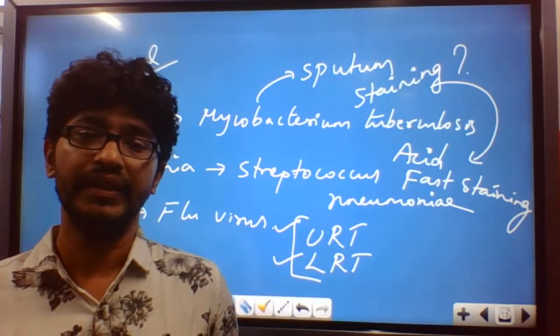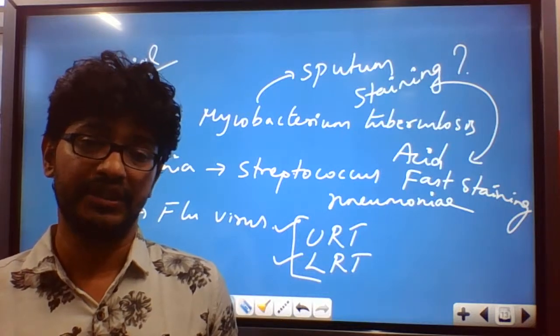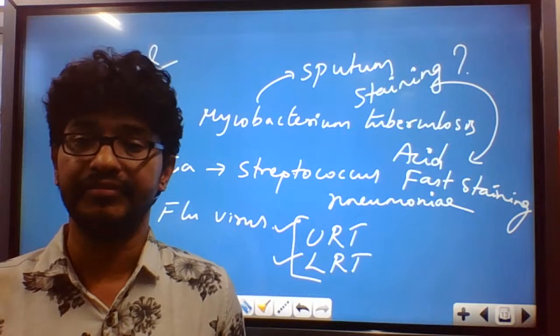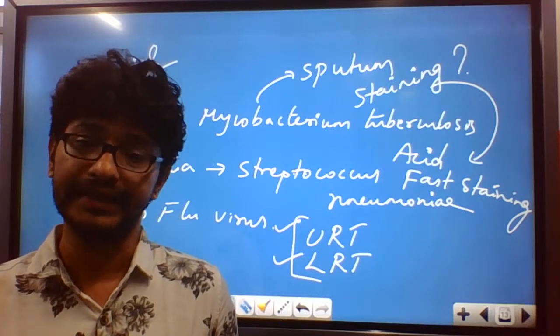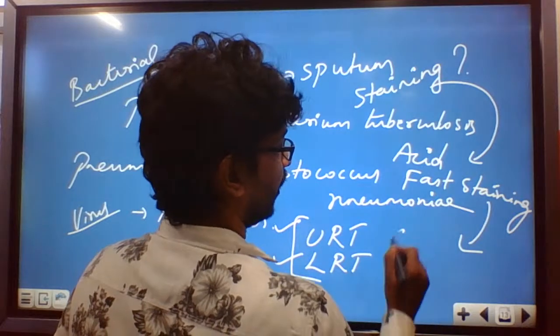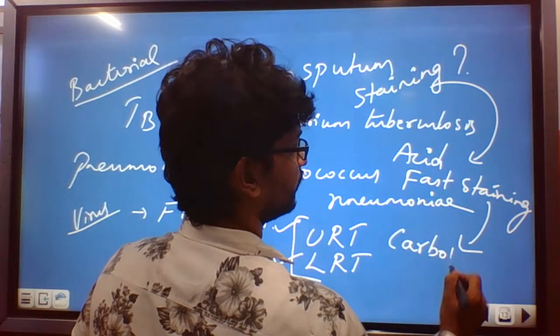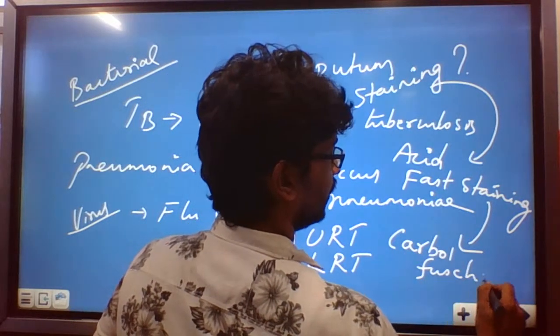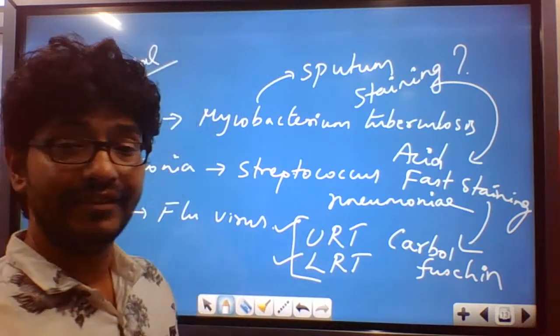It requires a separate special staining technique called acid fast staining, because we are using a strong acid here, and also the dye used in acid fast staining is carbol fuchsin. The name of the dye we are using here is carbol fuchsin, and we heat fix the smear.